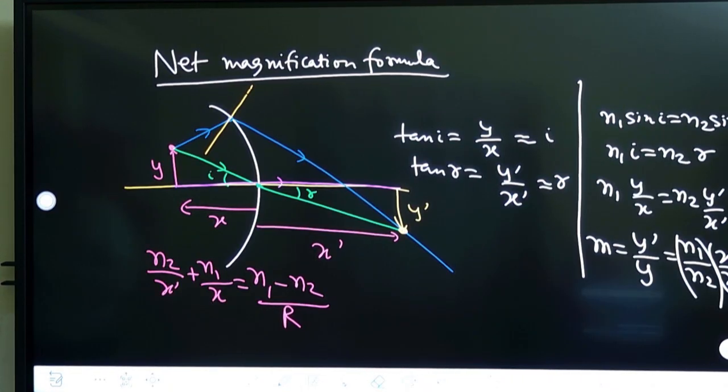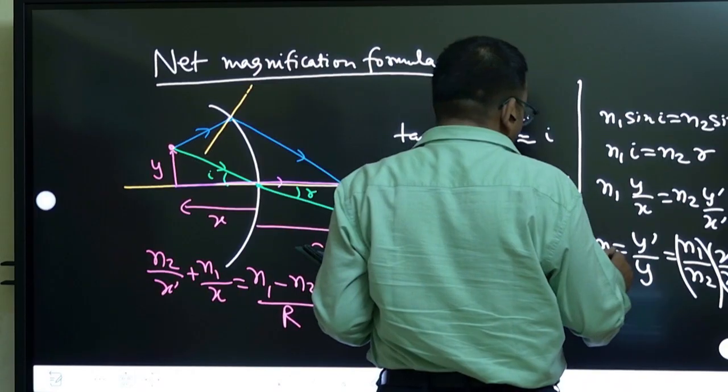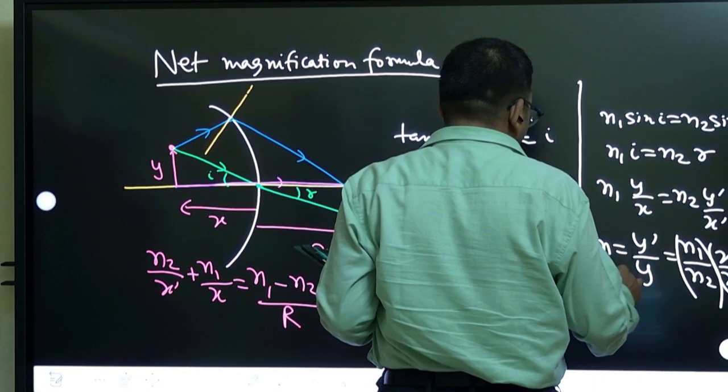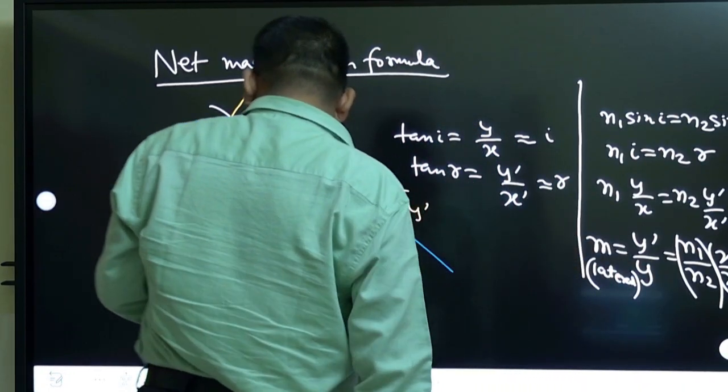Magnification they are defining as 1 by n2 as v by u. So this magnification is what magnification? Lateral magnification. Okay, note that this magnification y dash by y, this is lateral magnification. This they are defining as lateral magnification.